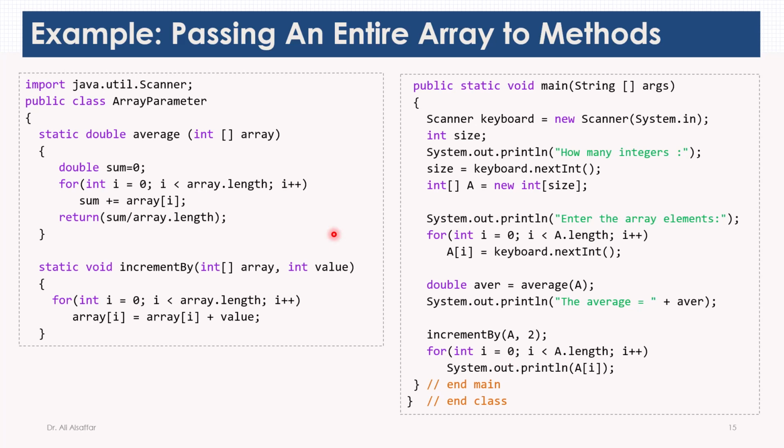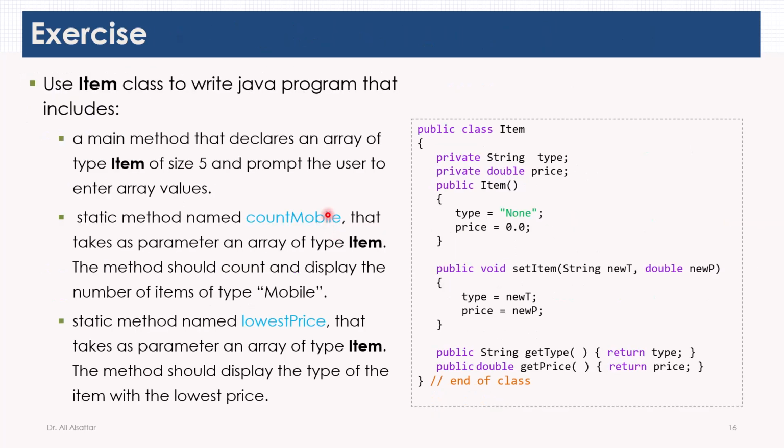Let us have an exercise showing you how to pass an entire array to methods. In this exercise, we are going to use a class called Item, and its definition is given here. So we are going to write a Java program that includes the following methods.